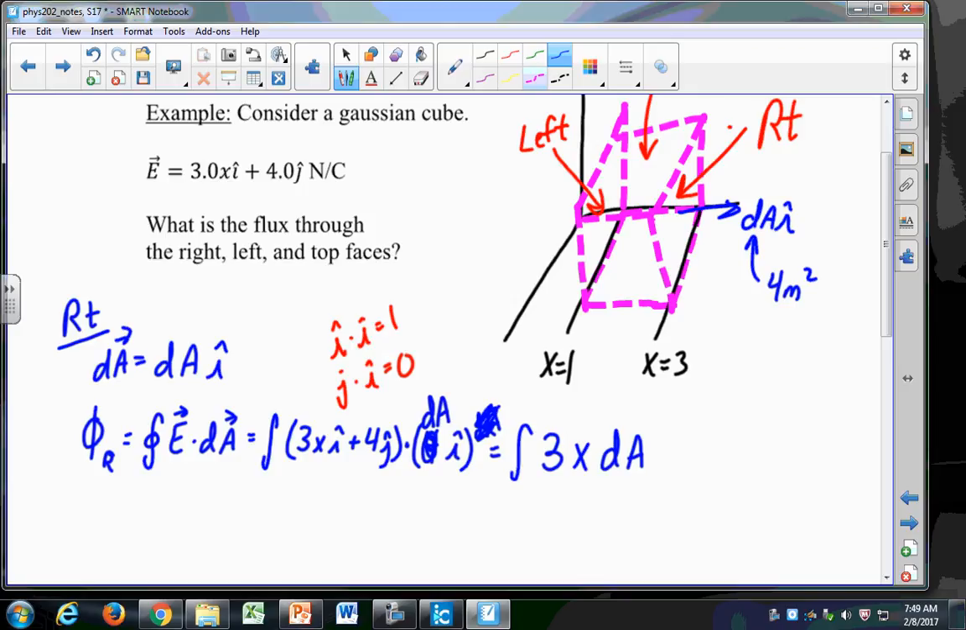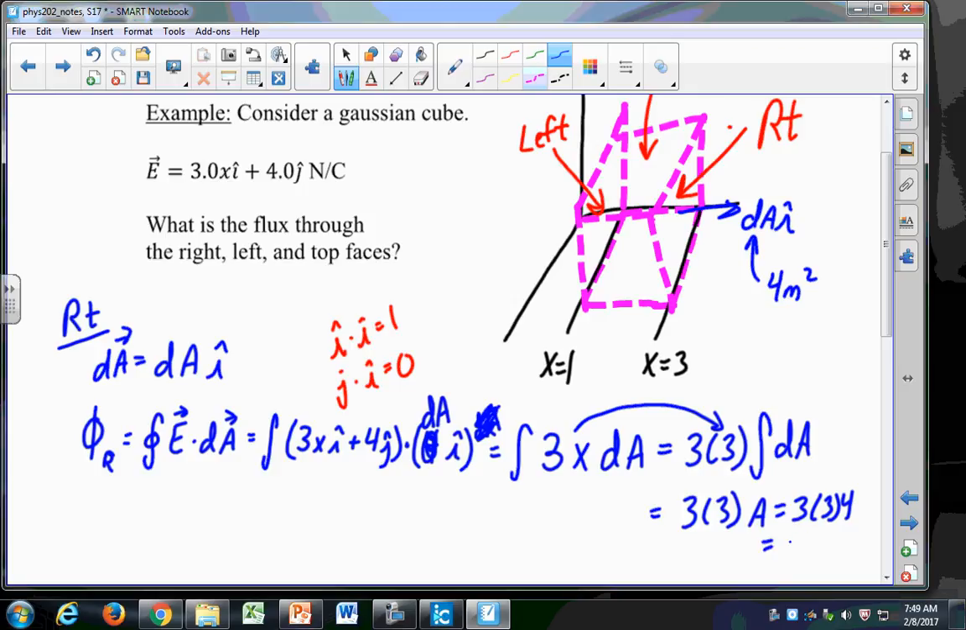x is equal to 3. The area is 4, but the value for x is 3, because notice this right face, at a value of x equal to 3, that's just its position in the x plane. So I can take that 3 out: the integral of 3x dA becomes 3 times 3 times the integral of dA. When I integrate dA, that gives me the total area. So it's 3 times 3 times 4. Well, that's 9 times 4, or 36 newton meters squared per coulomb.